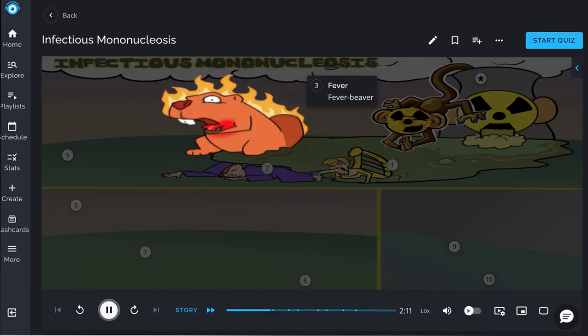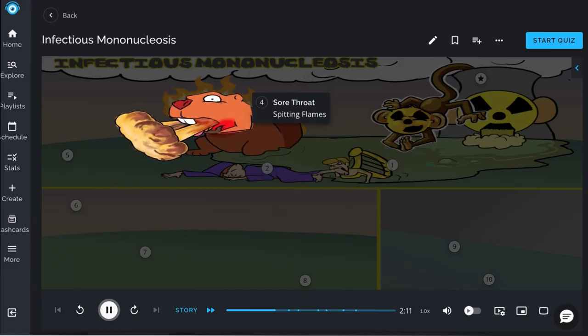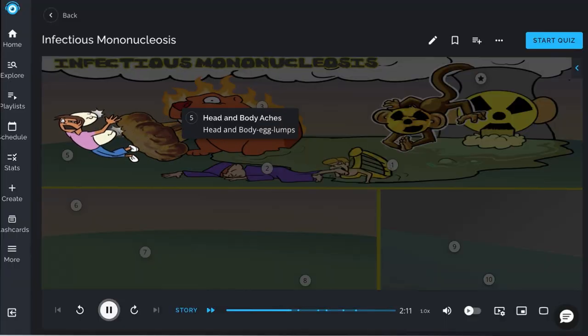A low-grade fever may present, shown by the fever beaver spitting flames, as a sore throat is another common symptom. This disorder may be mistaken and treated as a strep-type upper respiratory infection due to the similarity in these symptoms. The beaver is smacking a bystander, causing head and body egg lumps, as patients may complain of head and body aches persisting for several weeks.